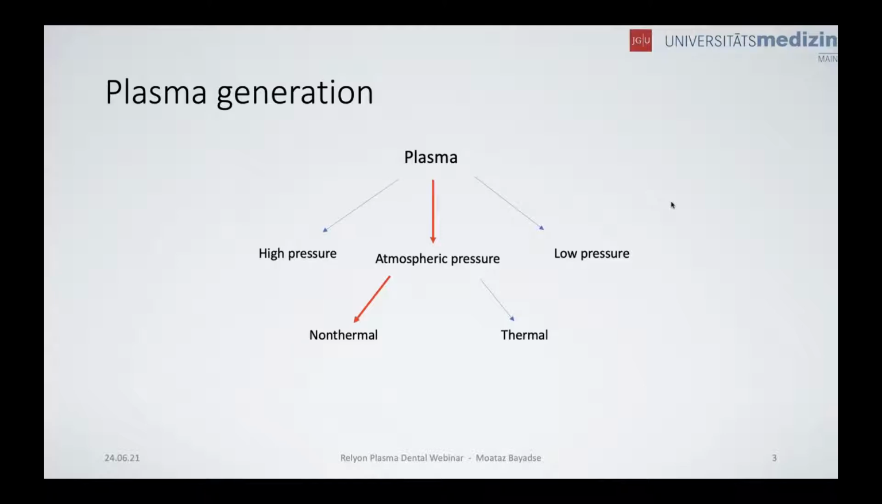There are several ways for plasma generation. Pressure and temperature are important factors in the main categorization of the plasma sources, but we're going to stick today to the cold atmospheric plasma, which is here.